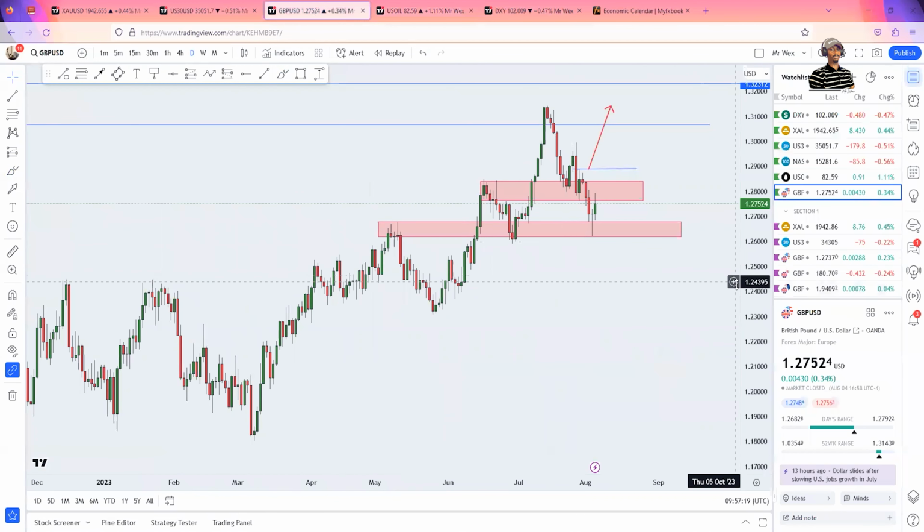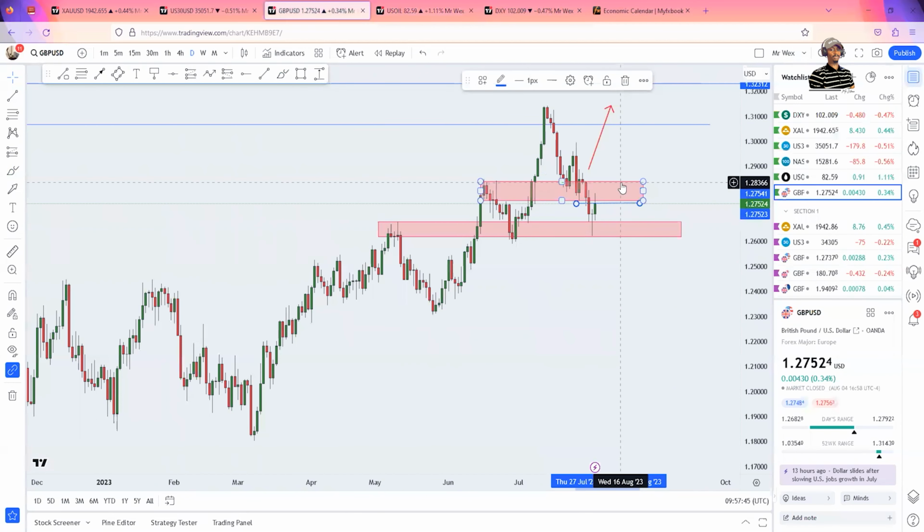So quickly jumping to Pound USD. Pound USD has retested this previous demand zone, which of course coincides with this broken structure area. So basically, we also have a morning star formation on the daily right here. So with this, looking at how Friday's candle closed, I'm just going to be looking out for a straightaway buy on Pound USD.